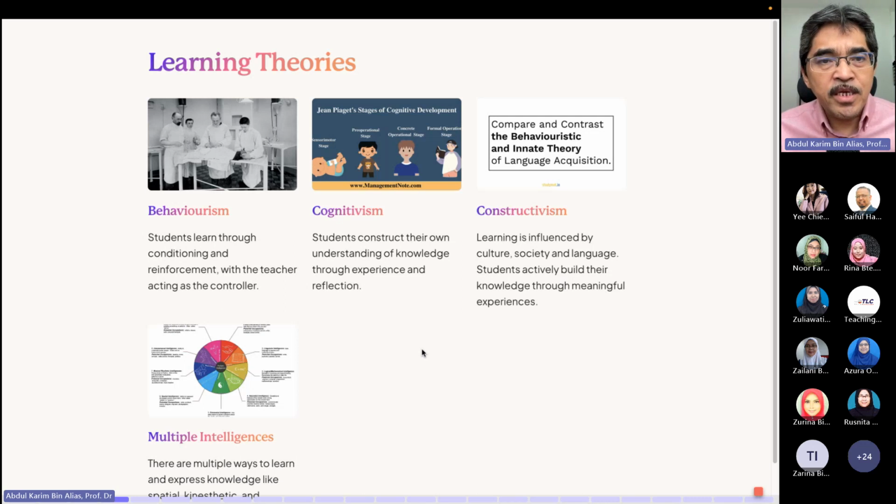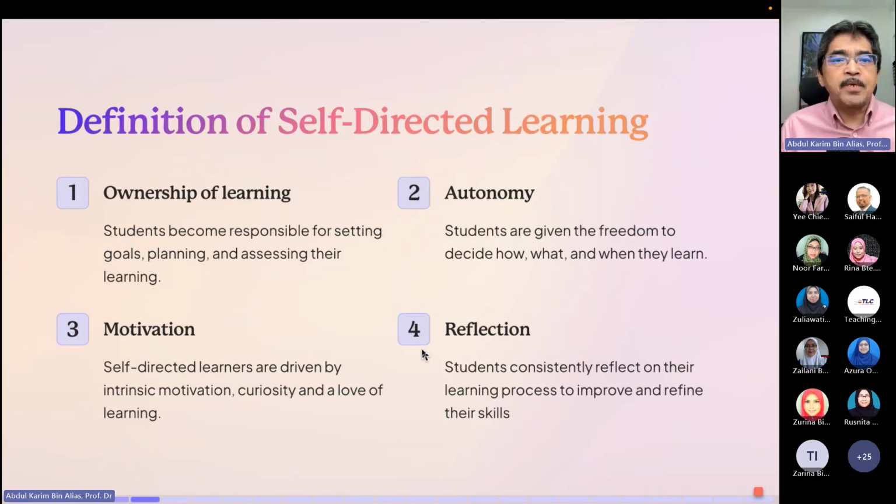But these are the things that I think all of us, including me, because I still read a lot about all these different learning theories and learning principles, and then try to see how we can apply them. So let's continue to learn more about the underlying theories and principles. Now we come to what is actually self-directed learning, or SDL.